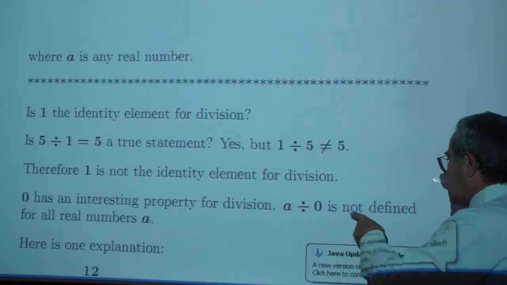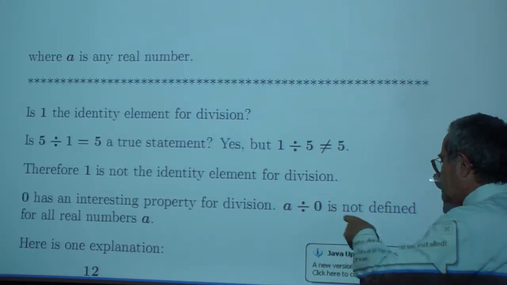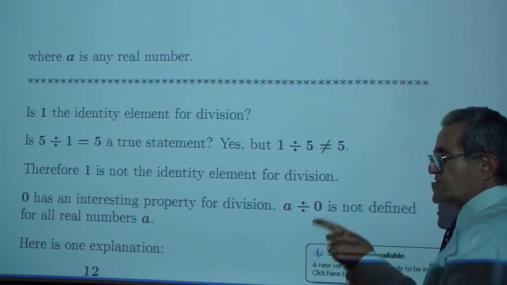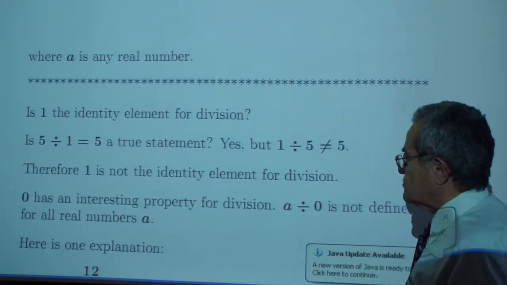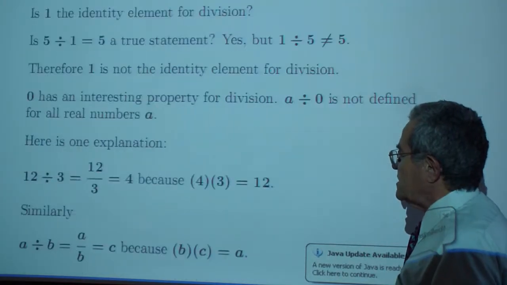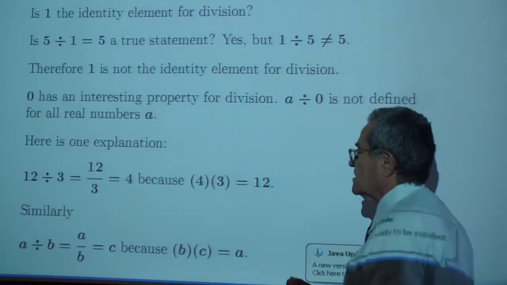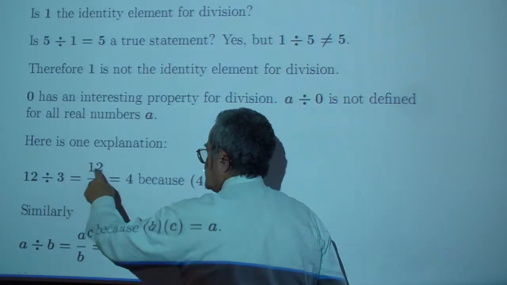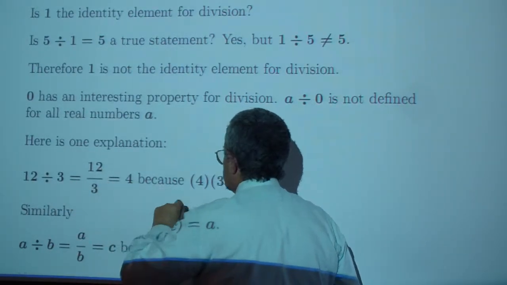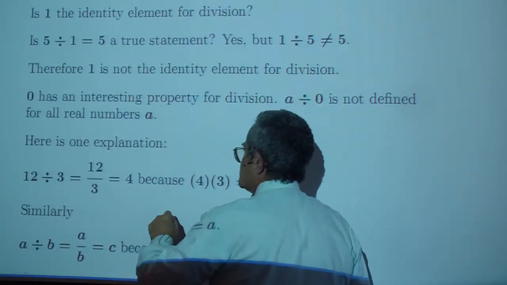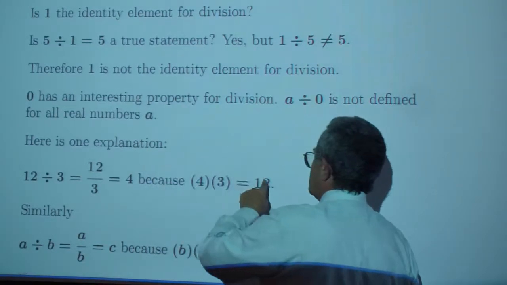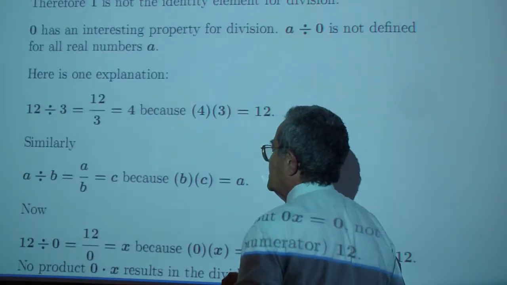a divided by 0 is not defined for all real numbers, although 0 divided by a is equal to 0. Here is one explanation. I convert division to a fraction. 12 divided by 3 is 12 over 3, which is 4. Because when I multiply the 3 by the 4, I get the numerator, which is the 12.